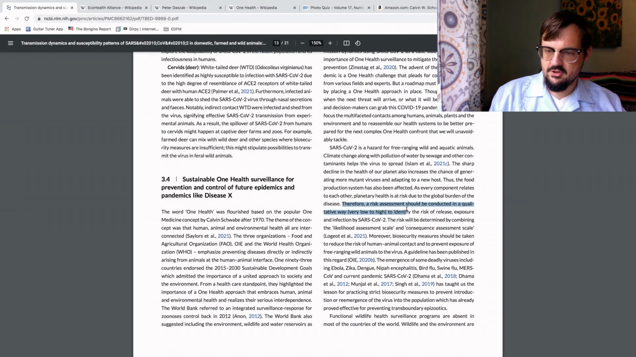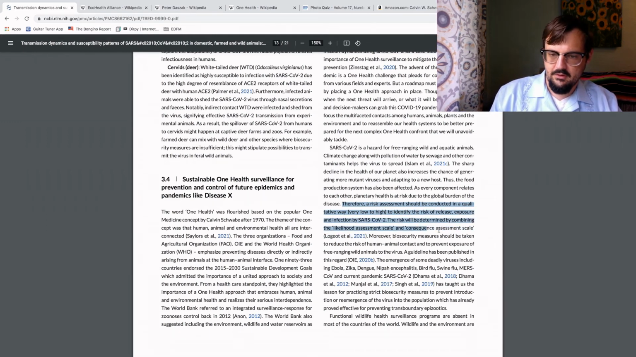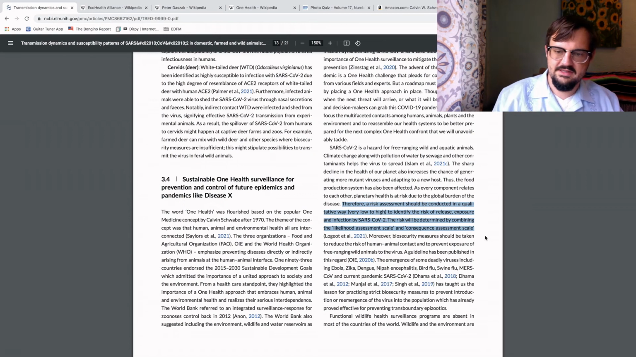Therefore, a risk assessment should be conducted in a qualitative way, very low to high, to identify the risk, release, exposure, and infection by SARS-CoV-2. The risk will be determined by combining the likelihood assessment scale and the consequence assessment scale. So that is your social credit score being rolled out in relation to disease and health.